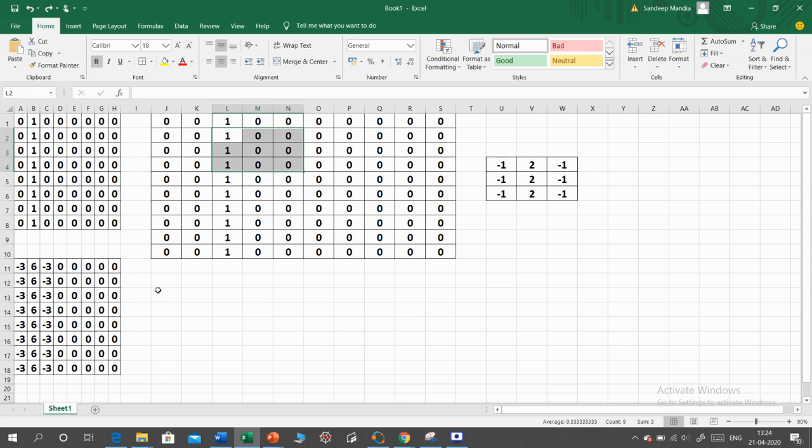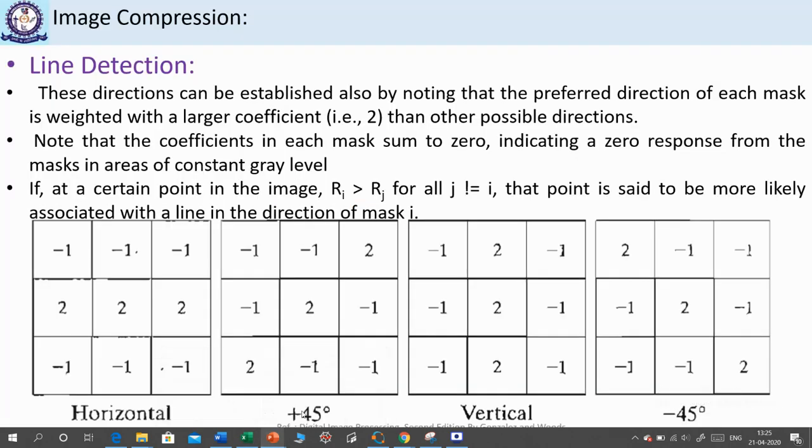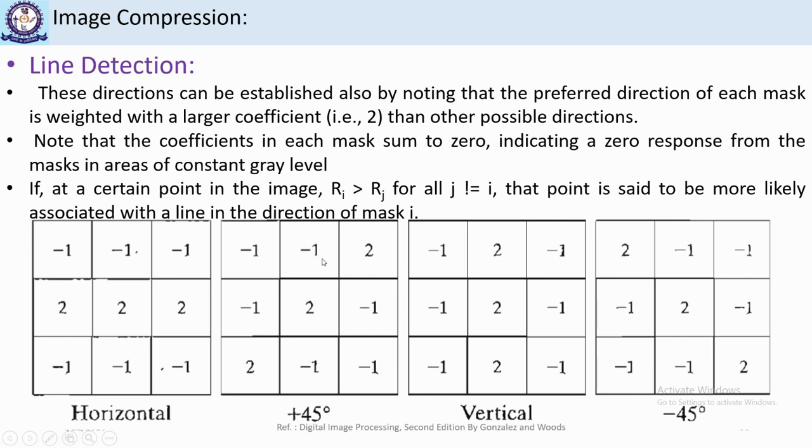Now if we look at this response, this mask is responding strongly for this vertical line. You see, for this vertical line we have got the response 6 6 6 6, and near to that line we have got minus 3 minus 3. That means corresponding to the nearest neighbor we have got quite a strong response for the vertical line in the image. So that is how we can understand how these masks will be helpful in the detection of lines. Now hope this is clear.